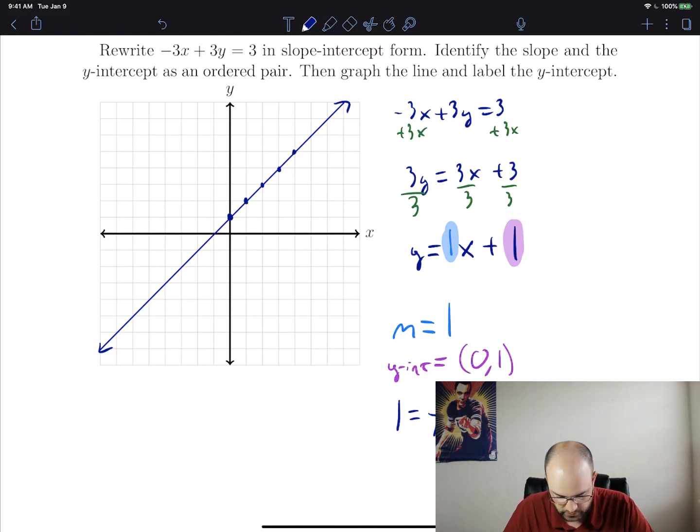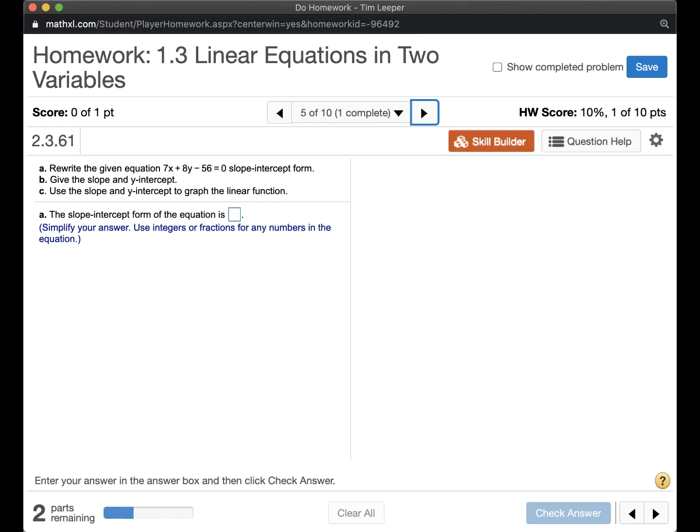Just so that we're aware of this, I'm going to go ahead and look at the MyLab Math and show you what it looks like on there. I'll be right back. Okay, I'm back. So this is what it's going to look like for something like this. It says, rewrite the given equation 7x plus 8y minus 56 equals 0 in slope-intercept form. Give the slope and y-intercept, and then use the slope and y-intercept to graph the linear function.